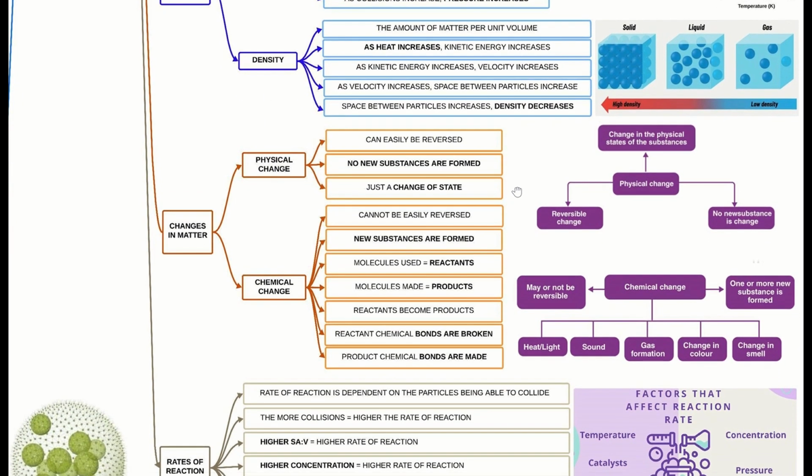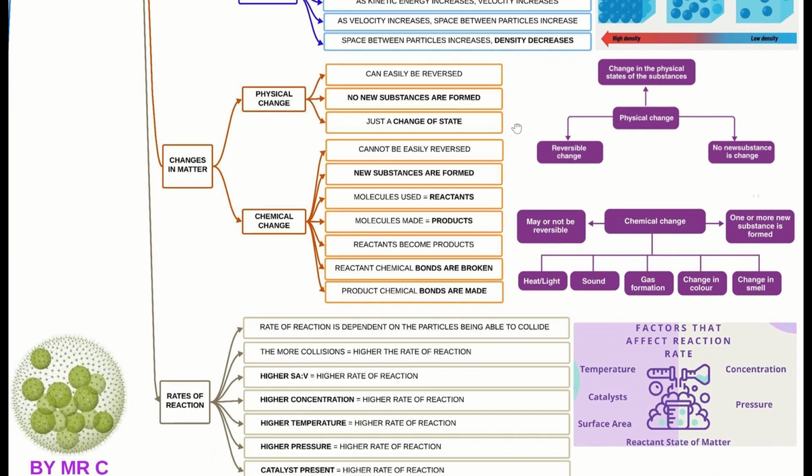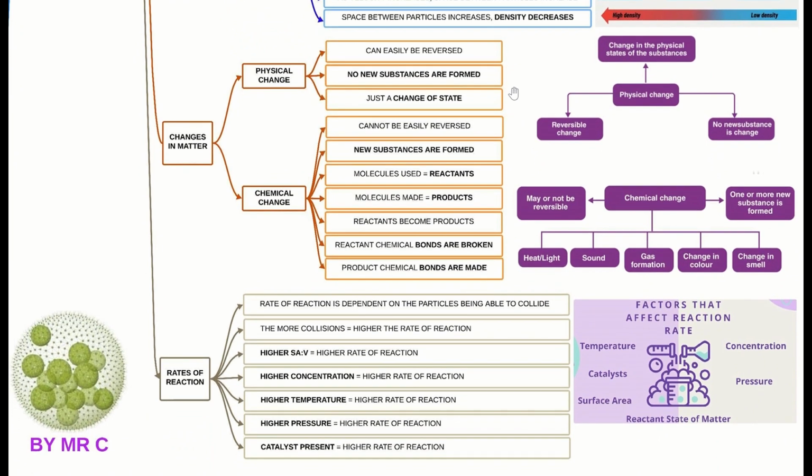Now we're getting on to the changes in matter. Now the changes in matter can either be physical or chemical. A physical change is just a change in state. It can easily be reversed and no new substances are formed. However, a chemical change cannot be easily reversed because new substances are formed.